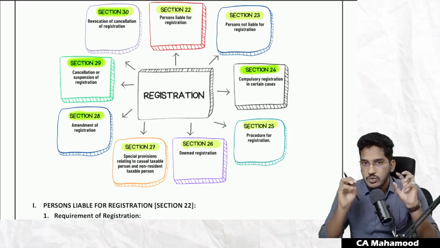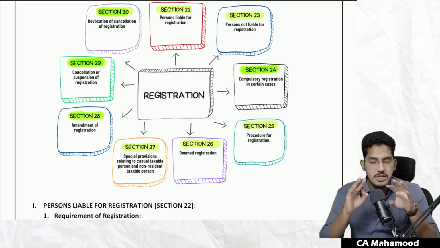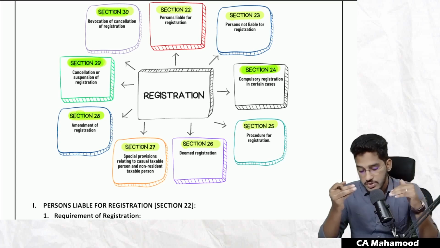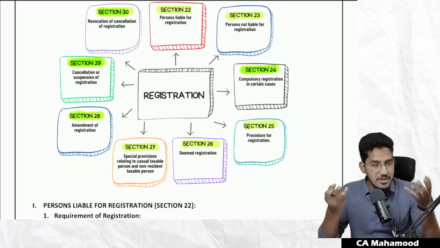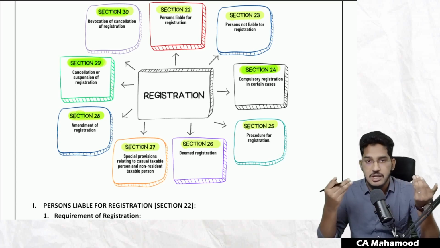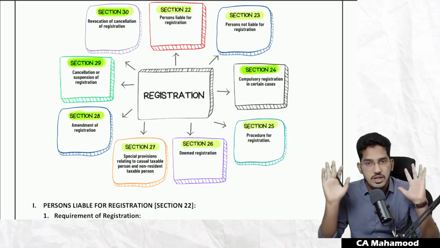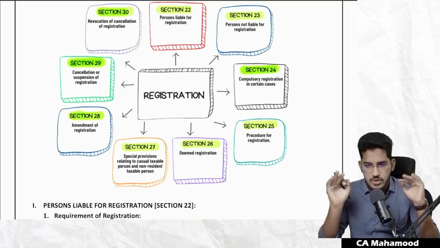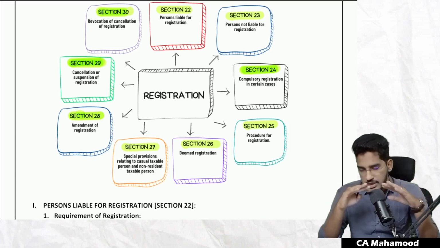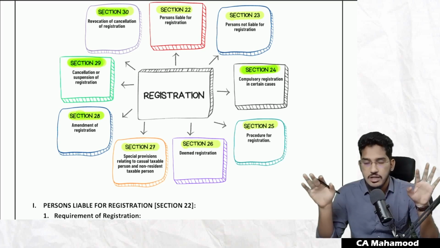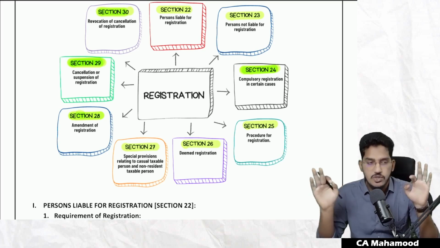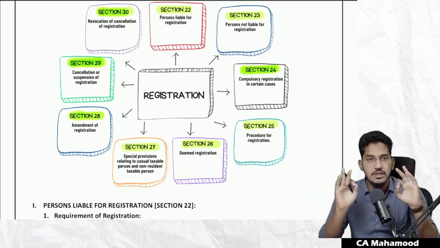So this chapter is going to completely talk about which person is required to be registered, which person is not required to be registered, what is the procedure for registration, how to cancel the registration, how to amend the registration, how to revoke the cancellation. So all these provisions we are going to discuss in this particular chapter called registration. I hope everybody understood till here. I did not go into the technicalities of the chapter, I have just set the agenda. What exactly we are going to discuss in this particular chapter, that's the agenda I have set till now.